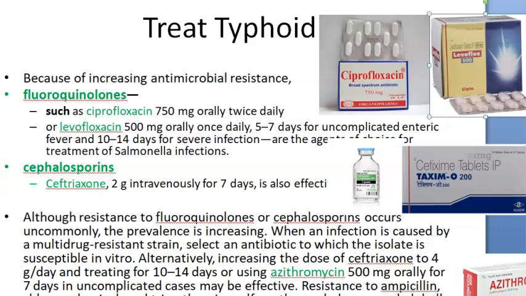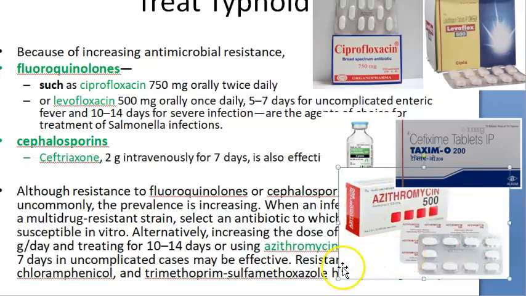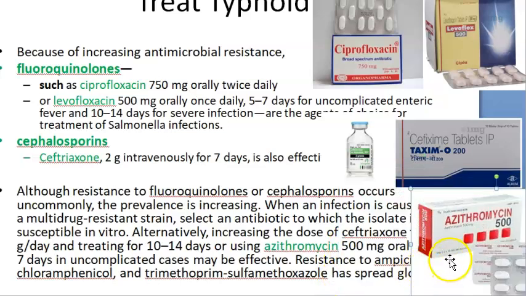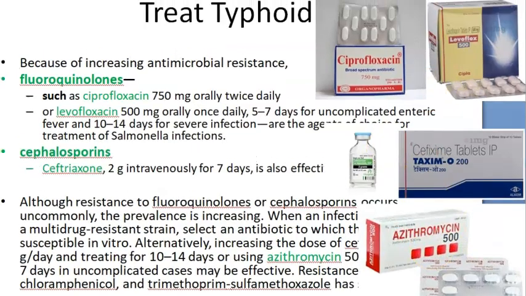The other thing they are saying you can give is azithromycin. You can increase the dose of ceftriaxone, or you can also use azithromycin for uncomplicated cases. They are saying azithromycin 500. So these are the only drugs you need to remember for treatment of typhoid. That is why this slide has been made: fluoroquinolone, ciprofloxacin, levofloxacin, third generation cephalosporins, ceftriaxone IV, cefixime tablet, which is also prescribed, and then azithromycin you can add.